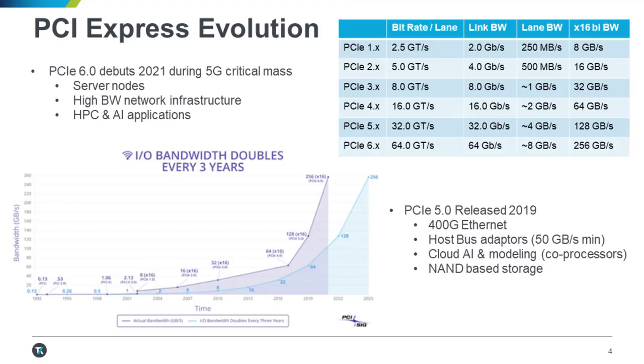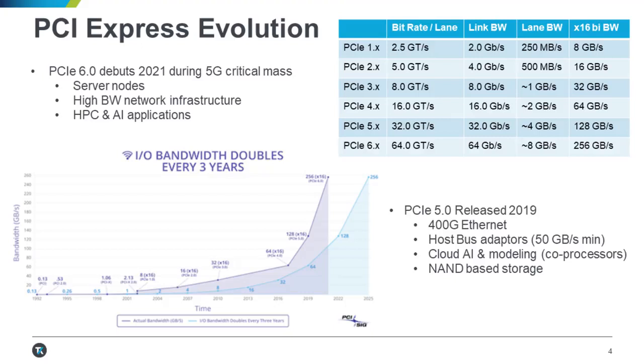So now we're talking about bytes across a single lane. And then the final column is by 16, assuming you have 16 lanes, bidirectional traffic, how many bytes per second are we seeing? And you can see we started at 8 gigabytes per second for Gen 1, and now we've gotten up to 256 gigabytes per second bidirectionally for Gen 6. So, quite a gain as we've seen this technology mature.